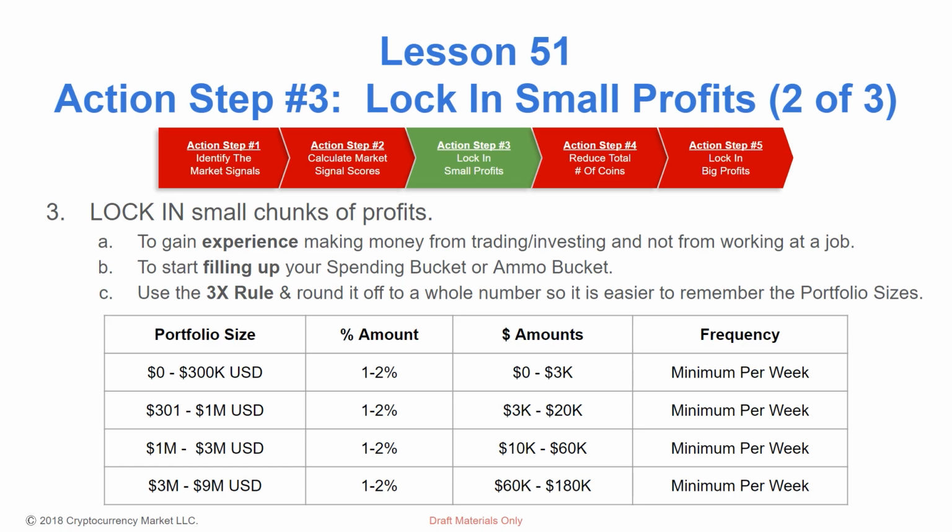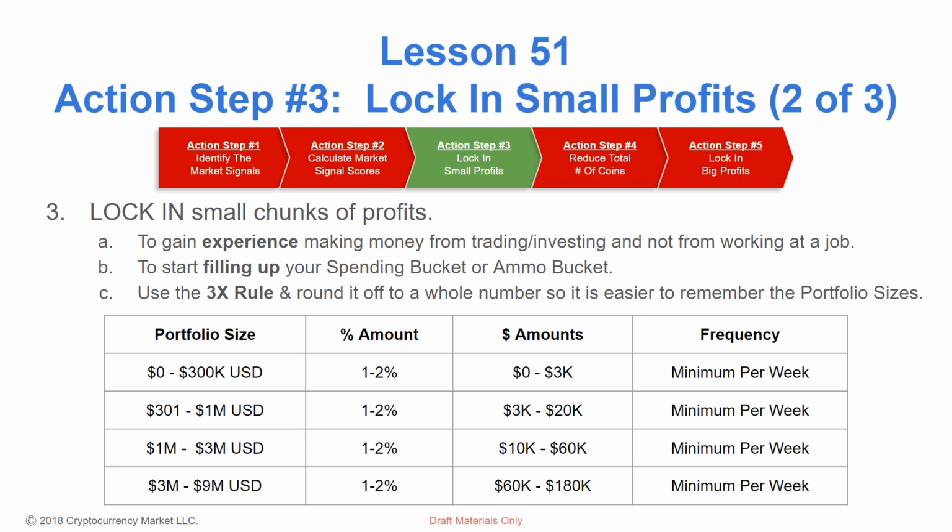And in each level, we will sell 1 to 2% of that portfolio. So if I have a 300,000 portfolio, when it's time for me to sell small chunks of profits, I will sell 1 to 2%, which is $0 to $3,000 minimum per week. If I have a $1 million portfolio and I need to sell 1 to 2%, that's $3,000 to $20,000 per week. If I have a $3 million portfolio, that's going to be 1 to 2% per week, which is $10,000 to $60,000 per week. And then for a $9 million portfolio, it would be $60,000 to $180,000 minimum per week.